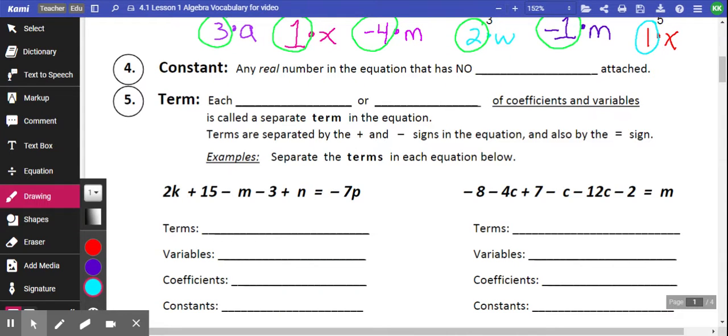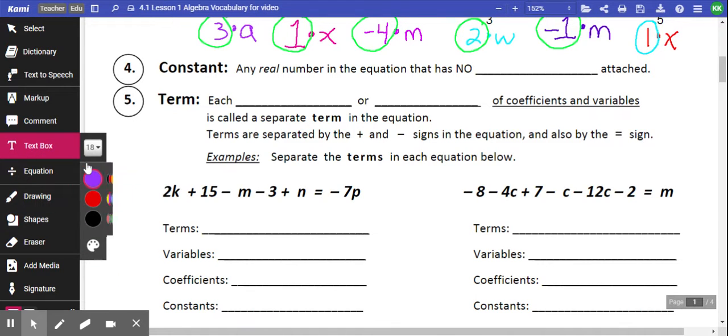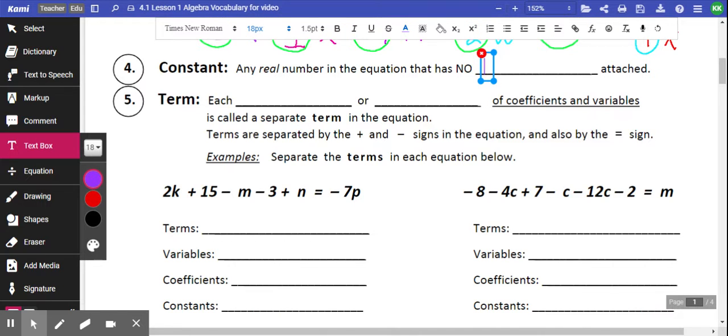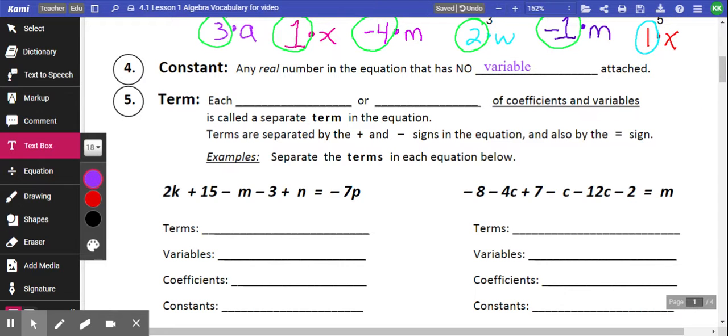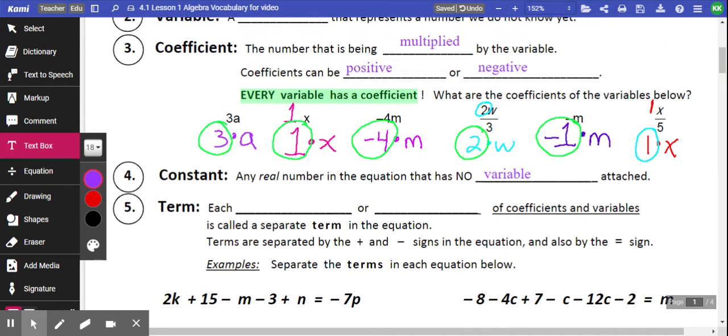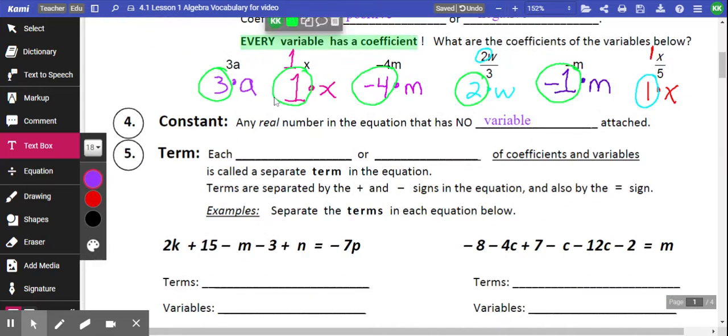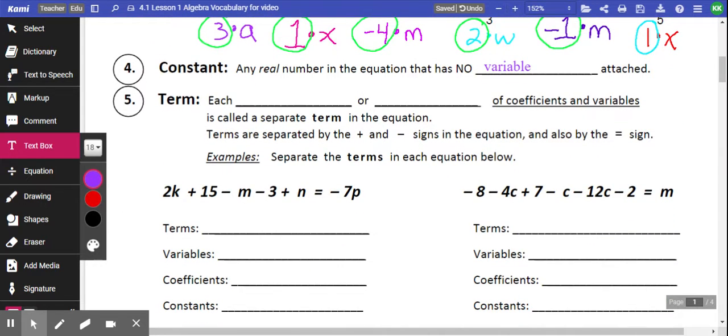Continuing with question 4, our next vocabulary word is constant. A constant means that it does not change. So the constants are any real number in the equation that has no variable attached to it. So if it has a variable, it's a coefficient. If it does not have a variable, then it is a constant.